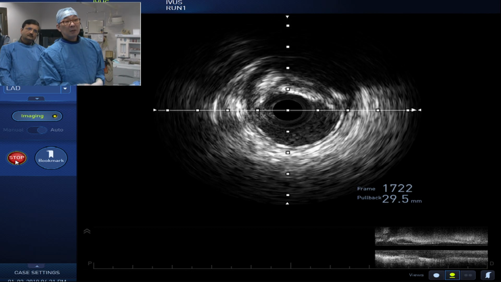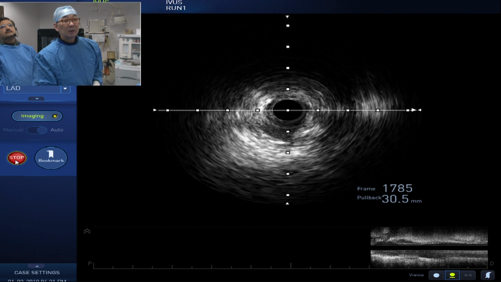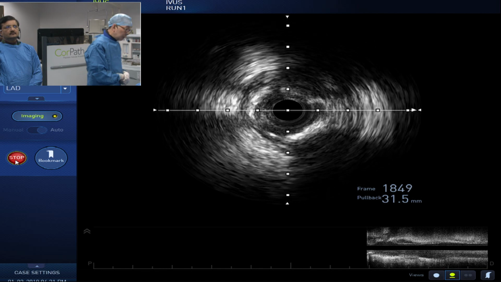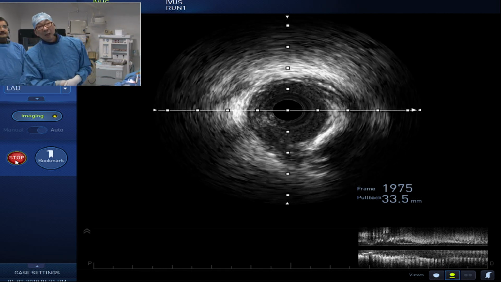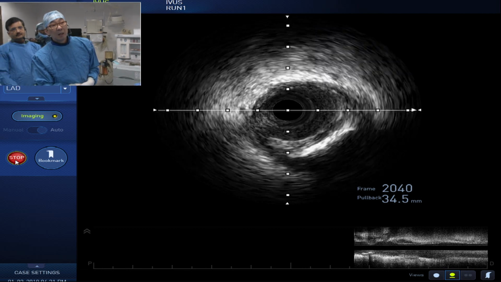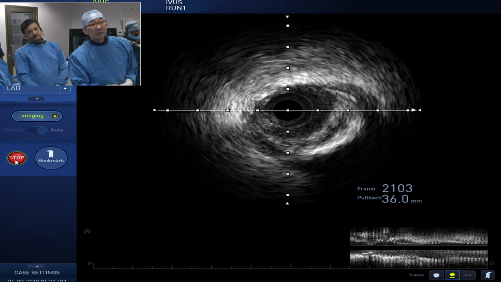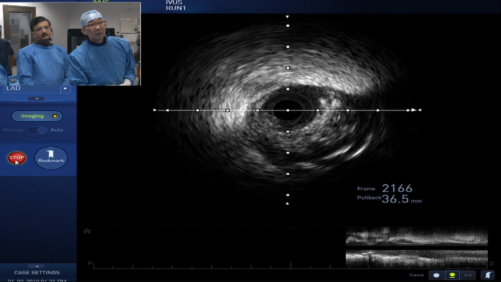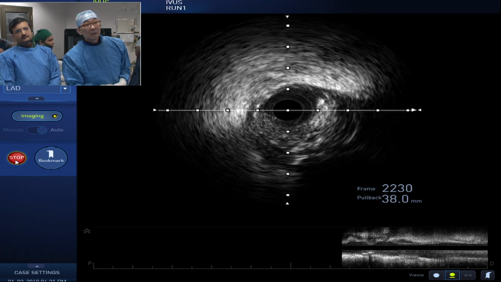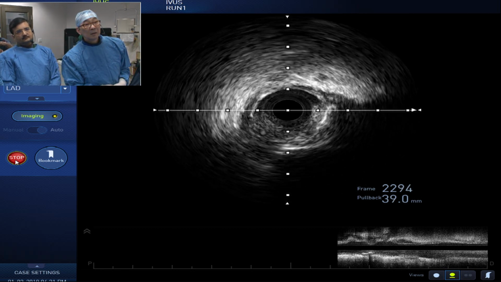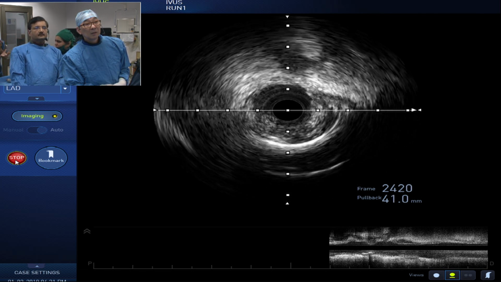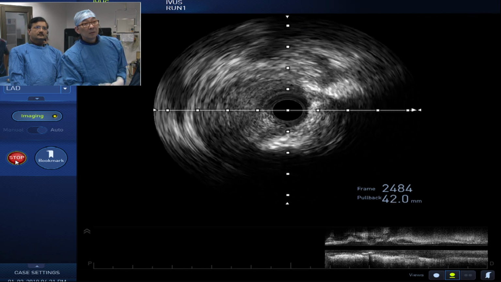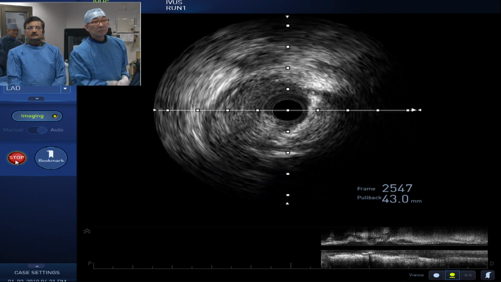Calcium about 180 degrees. This is the lesion, around 1.5 millimeter. And then also the calcium from 3 to 6 o'clock, and also a very fibrous, thick, eccentric calcium, an eccentric plaque. And here also some calcium.